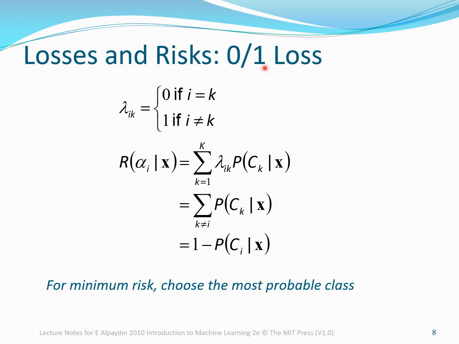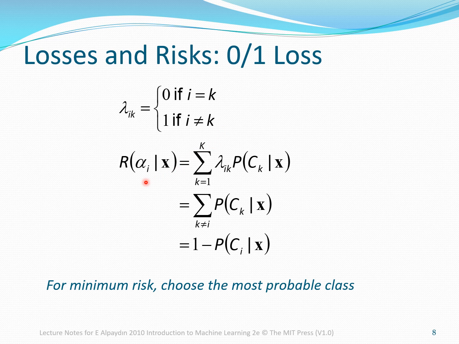Losses and risk, 0/1 loss. Let us define K actions alpha i, where i equals 1 to K, where alpha i is the action of assigning x to Ci as discussed. In the special case of 0/1 loss, lambda ik is equal to 0 if i equals k, or else it is 1 if i does not equal k. All the correct decisions have no loss and all errors are equally costly.